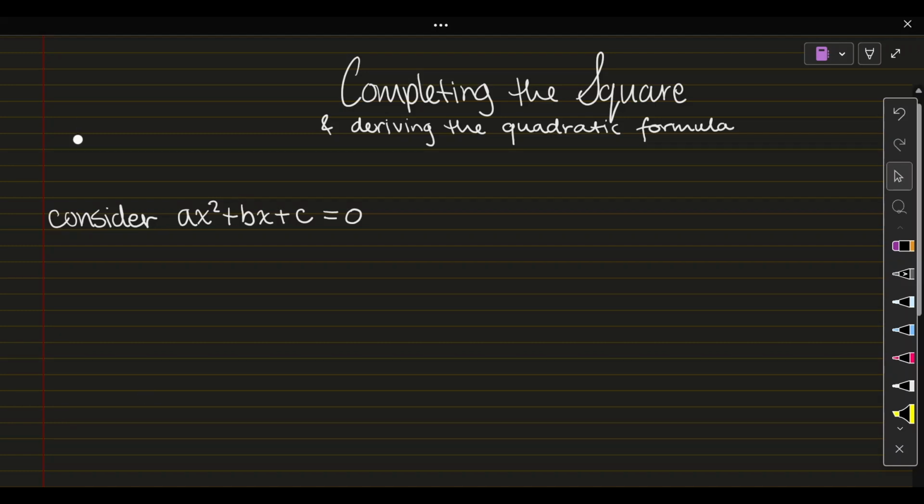In this video, I'm going to be showing you how to complete the square. This is a method for solving quadratic equations. It also gives us the quadratic formula, which I'll demonstrate at the end of the video. So let's get into it here, and I'm just going to show you the process.